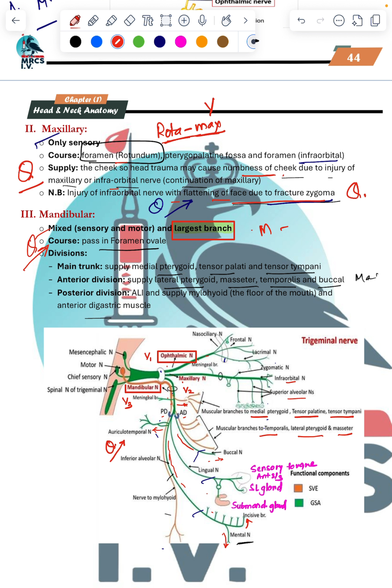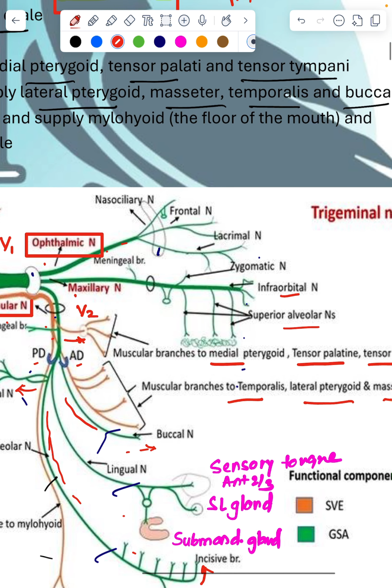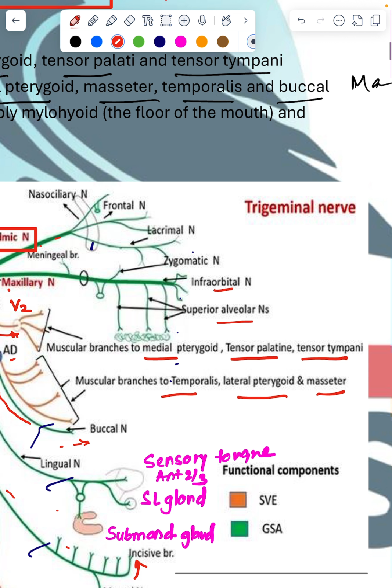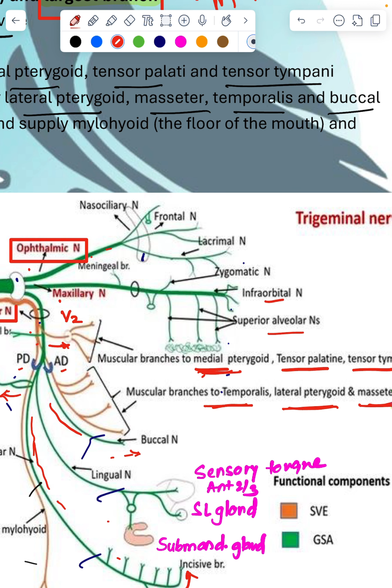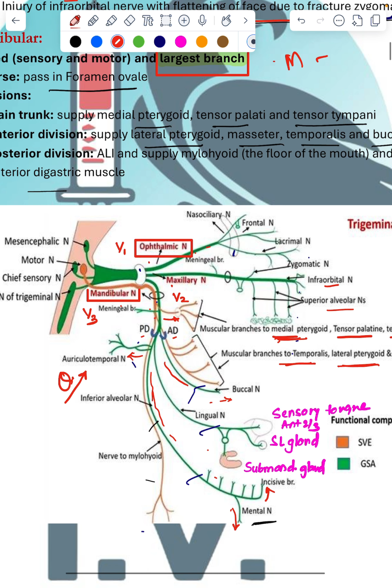Then it divides into two divisions, anterior and posterior. If you see, the anterior division supplies the muscles temporalis, lateral pterygoid, and masseter. So these are the four muscles of mastication: lateral pterygoid, medial pterygoid, masseter, and temporalis. The medial pterygoid is supplied initially by this, and the rest of the three muscles are supplied from the anterior division. Along with it, the sensory nerve to the buccal mucosa. Then the posterior division has two separate sensory nerves.